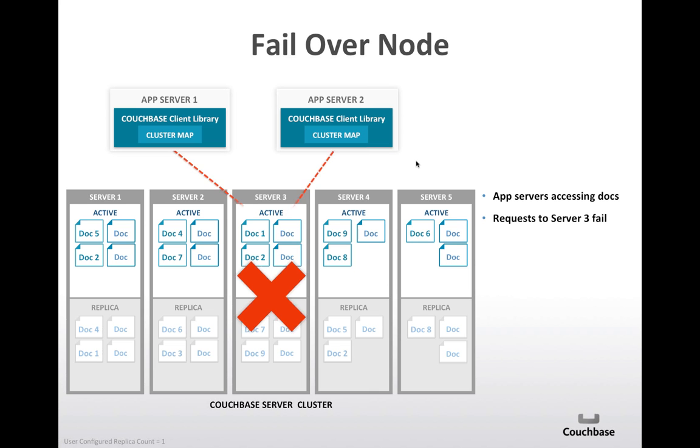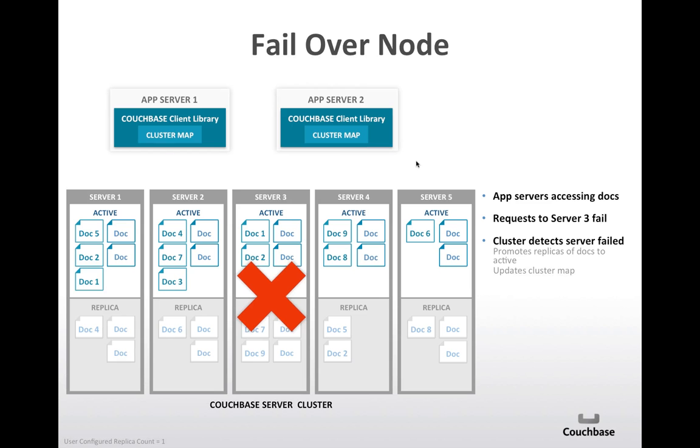In this case, now that we have identified that server 3 is down, we activate the replica partitions on the other nodes. As you saw, some of the replica partitions on the other nodes got promoted to active, and they will start taking traffic. So the cluster map on the client library gets updated. They know that server 3 is down and the replica partitions on the other servers are active now.